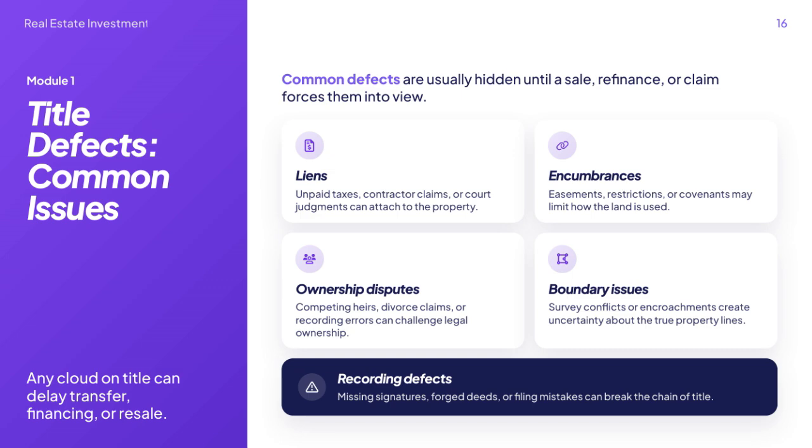true property boundaries lie. Finally, recording defects refer to paperwork problems, like missing signatures, forged deeds, or mistakes in filing, that can break the chain of title, making ownership unclear or questionable. All of these title defects are important to identify and resolve because they impact real estate investments and the security of property ownership. Understanding these issues helps protect your transaction and investment from unexpected legal troubles.